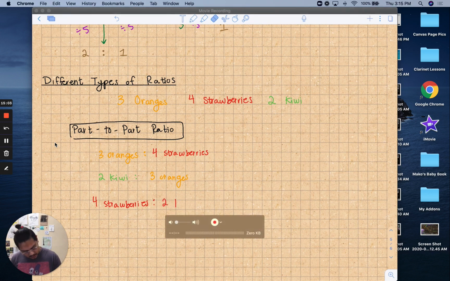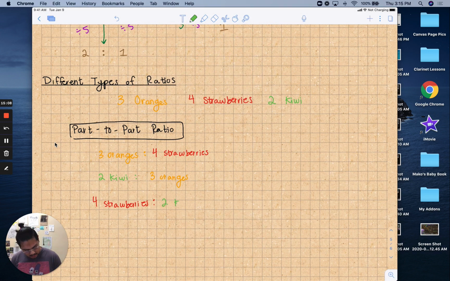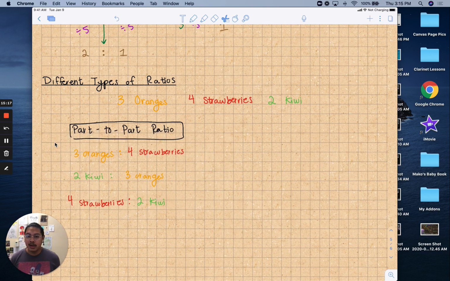Oops. Gotta stay color-coded here. These ratios over here on the left side are what we call part-to-part ratios. That's because each of these numbers represents a part of something bigger, right? Let's take a look at the other type of ratio, and then we'll make some comparisons here.